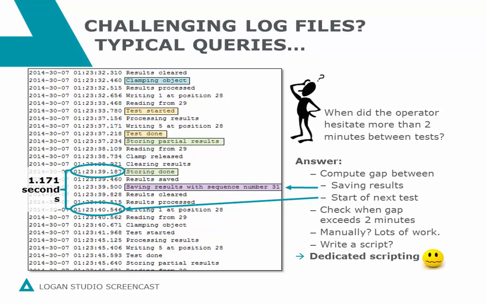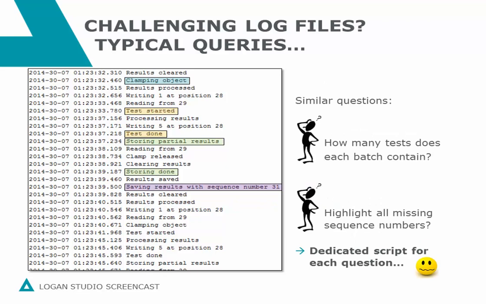Still a bit more annoying, when did an operator hesitate more than 2 minutes between tests? This could indicate that he had problems inserting the object into the machine, so it could be relevant to optimize the production. To answer this question, you should look for a gap between the save operation of a test and the start of a next test, and then mark all those gaps that exceed 2 minutes. This can be solved by writing a script, but you feel that the complexity is increasing here.